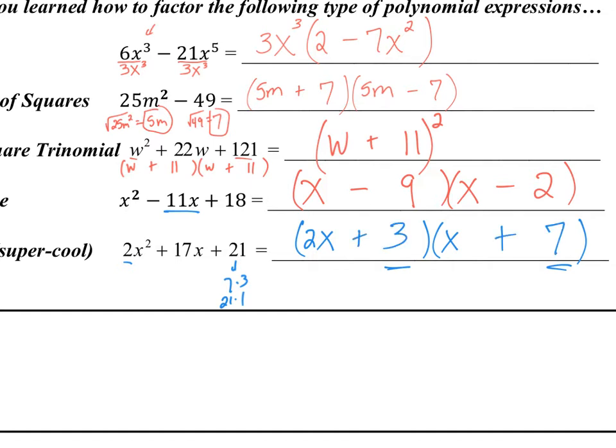And I'll show you why. We're going to check our work. The inside is positive 3x. The outside is positive 14x. When you add those up, you get 17. So that's why the numbers had to go in that order.